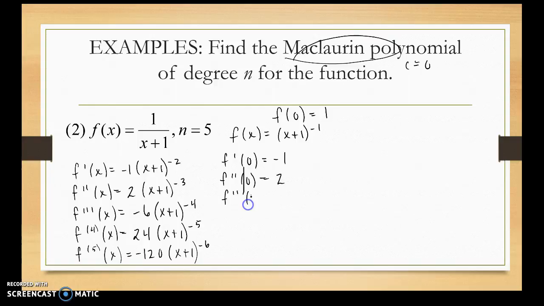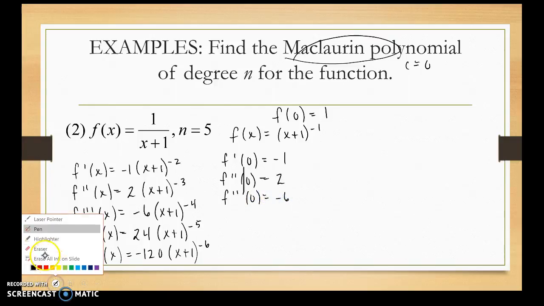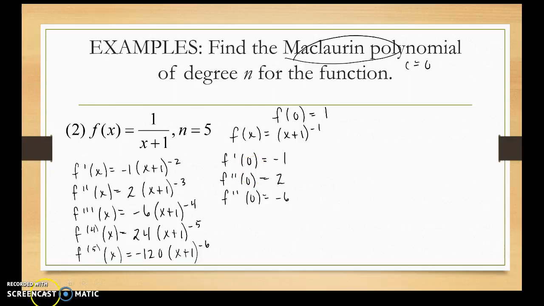Third derivative, negative 6. Okay. Fourth derivative, positive 24. That should be at 0. And then the fifth derivative at 0, negative 120. Okay, so now don't forget, this is where we have to then divide these values by n factorial.